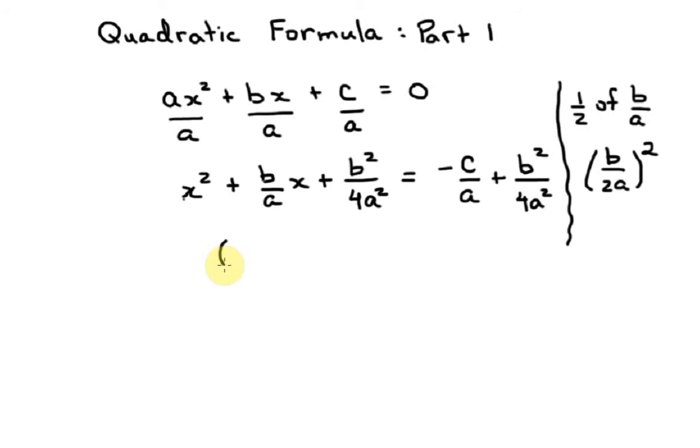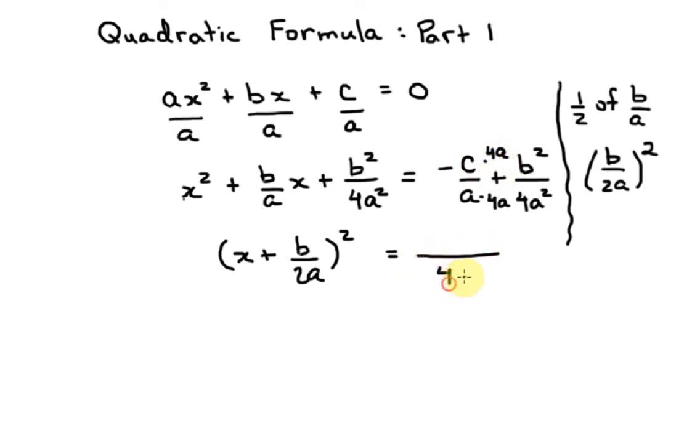Now what I'm going to do is factor this guy here. So I'm going to have x, and this will be plus, and all squared. And I'm just going to think, well, what times itself gives me b squared over 4a squared? This would be b over 2a. And on the right side, I'm going to build a common denominator so I can put these two fractions together. Now that common denominator is 4a squared, so I'm going to multiply this guy, top and bottom, by 4a.